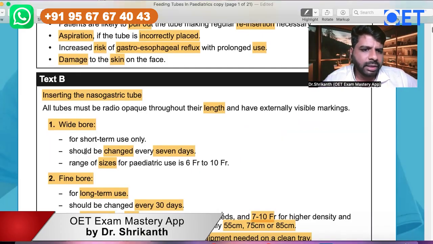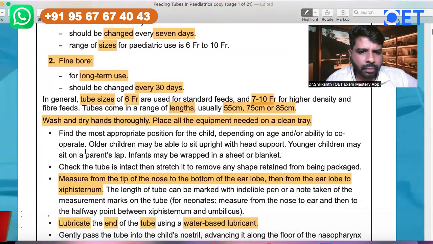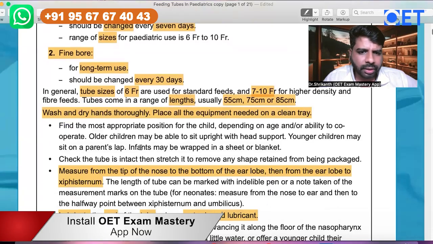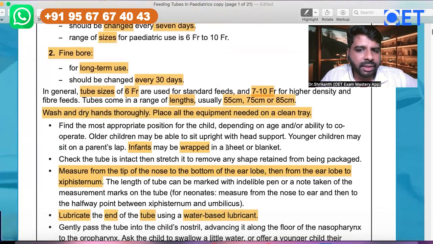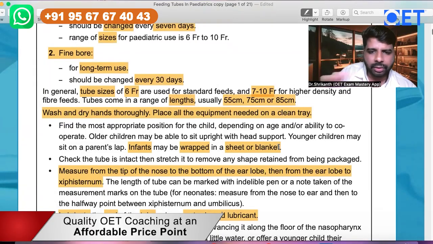So now let's see whether it is going to be here or not. Find the most appropriate position. Depending, sit right, younger children, infants maybe. Now you see over here, wrap. The first keyword is coming. Here they're telling infants may be wrapped in a sheet or blanket. That is here, infants are wrapped. So that is the first thing.